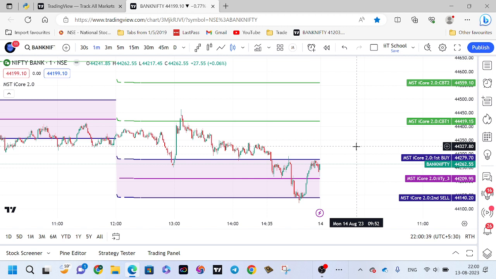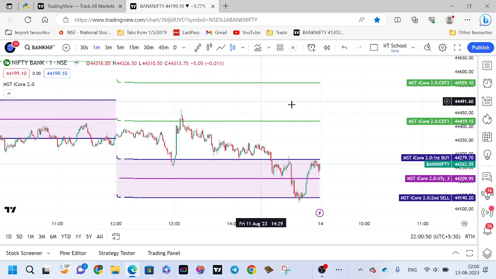So this is the simplest method you can follow on any day. Even if it is a budget day or some other event day, whatever it is, you don't have to worry. Simply follow. Whenever the market is coming down here, you can take the trade.